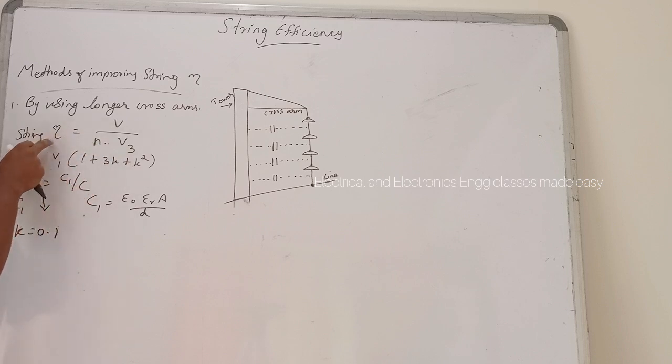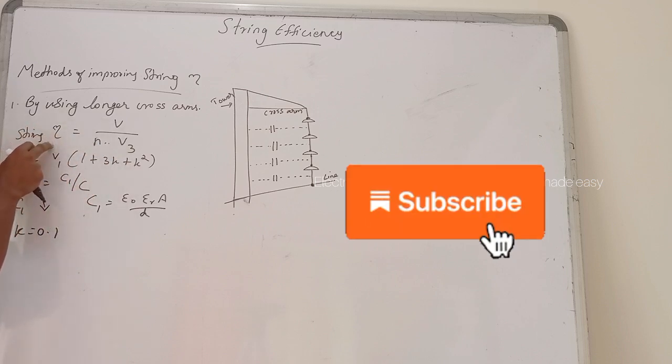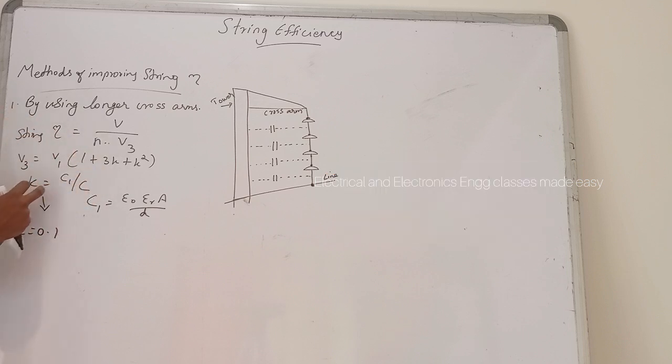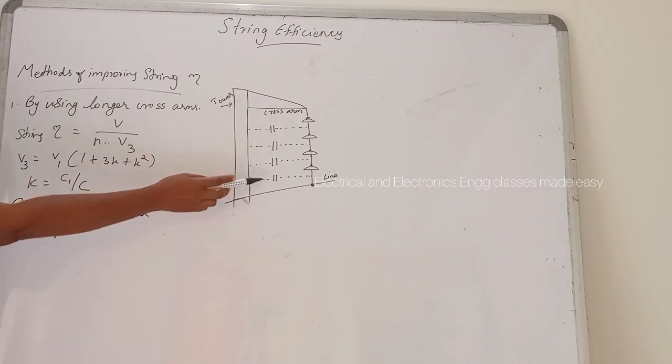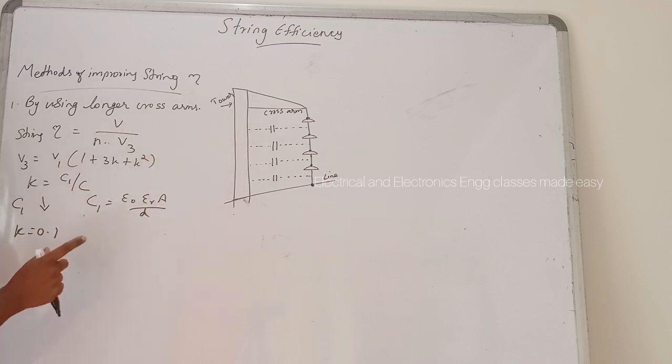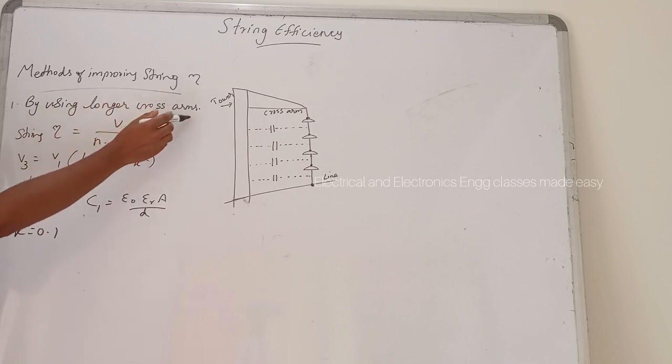So to improve the string efficiency, it depends upon the value of K. That is, we have to reduce the value of K, then only we will get greater efficiency. To reduce the value of K, the shunt capacitance should be lesser. To decrease the value of this shunt capacitance, we have to increase the distance of the conductor from the tower. So for that we have to use longer cross arms.